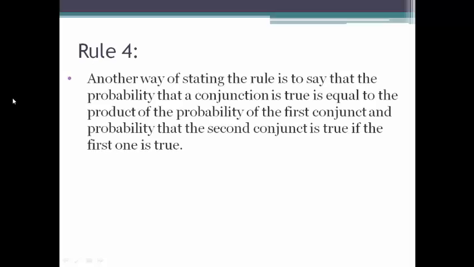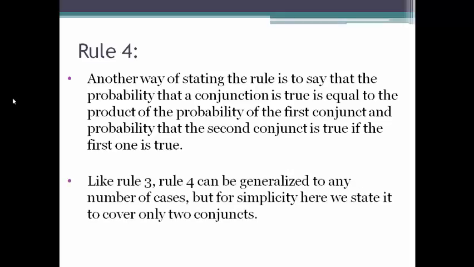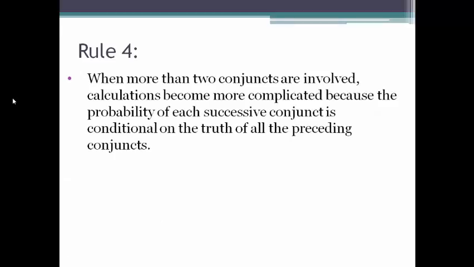Another way of stating the rule is to say that the probability that a conjunction is true is equal to the product of the probability of the first conjunct and the probability that the second conjunct is true if the first one is true. Like Rule 3, Rule 4 can be generalized to any number of cases, but for simplicity here, we state it to cover only two conjuncts. When more than two conjuncts are involved, calculations become more complicated because the probability of each successive conjunct is conditional on the truth of all the preceding conjuncts.